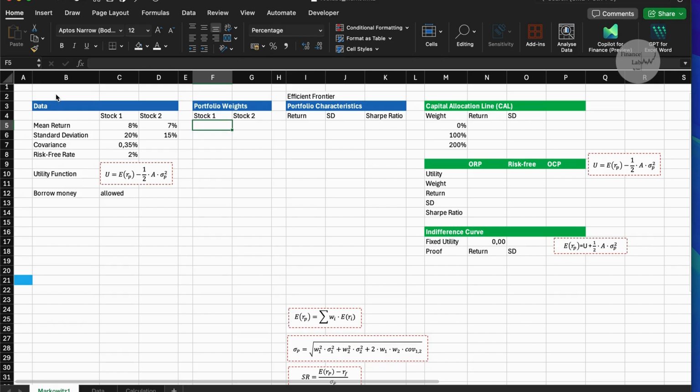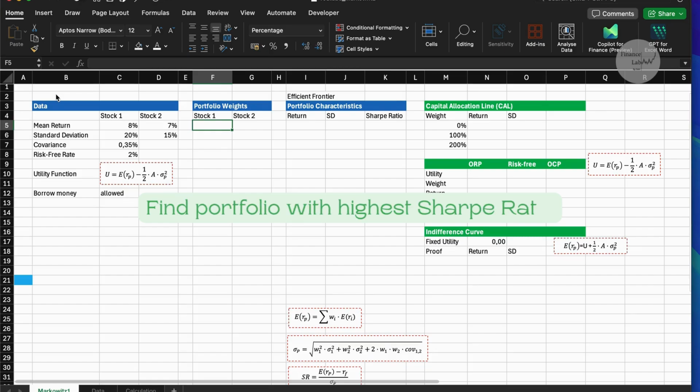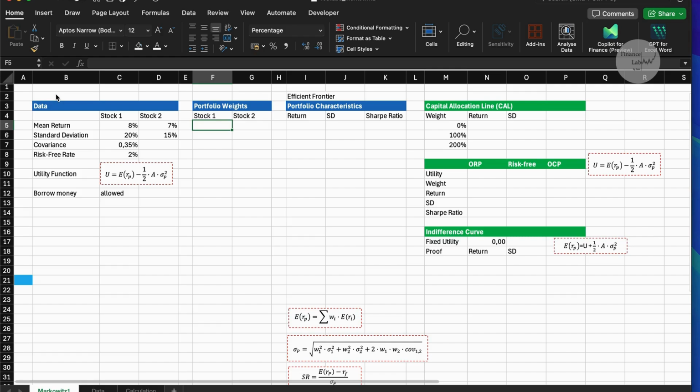To find the optimal risky portfolio, we need to identify the portfolio with the highest Sharpe ratio. That's why the first step is to create several different portfolios with varying weights in Stock 1 and Stock 2. The sum of both stocks must always be equal to 100%.